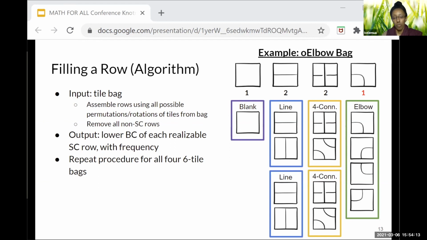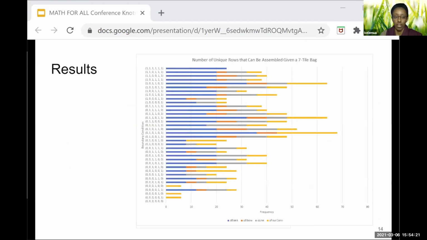But the 6-tile bags we defined earlier don't capture all the 6-tile combinations that you might encounter during gameplay. But here are the aggregate outputs of the 4 bags. It's important to note that the aggregate outputs of the 4 bags is equivalent to a single 7-tile bag.